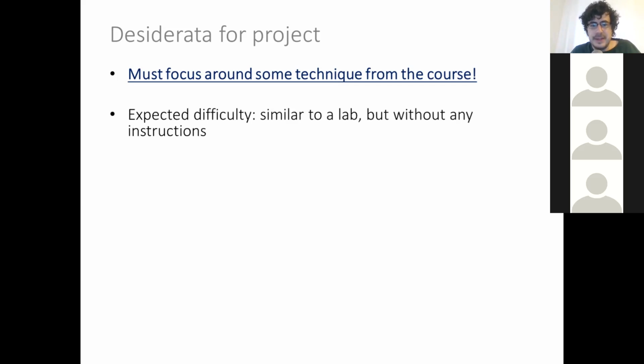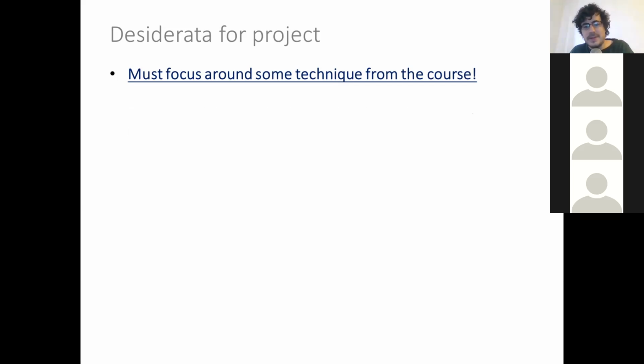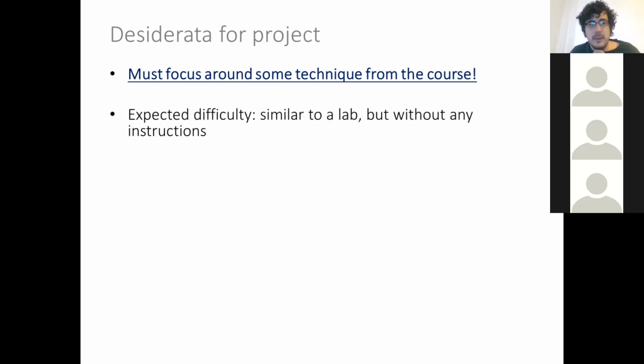The expected difficulty is similar to a lab, but without. So I must say here, the technique is more important than the system. So if you wanted to use an alternative system that we've not covered in the course, but is somehow related or maybe an alternative to something that we've seen in the course, that's also perfectly fine. For example, if you wanted to use a streaming platform like Flink instead of Kafka, that's perfectly okay as well. Or if you wanted to play around with Spark SQL or data frames or whatever, that's also fine. Expected difficulty would be similar to a lab but without any instructions.